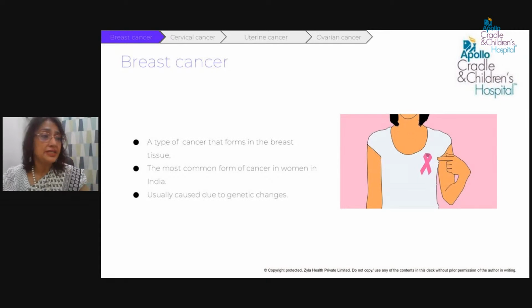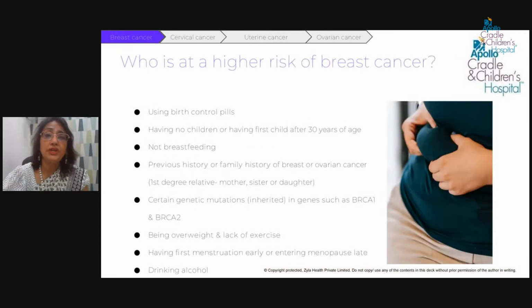Then how to prevent cancer cervix? As I have told you, we know the causative cause of cancer cervix, which is human papilloma virus. So there are vaccines available for it. I'll talk to you in a few minutes about what exactly vaccines are there. Before that, I would like to tell you to practice safe sex. Use condoms whenever you're having multiple sexual partners.